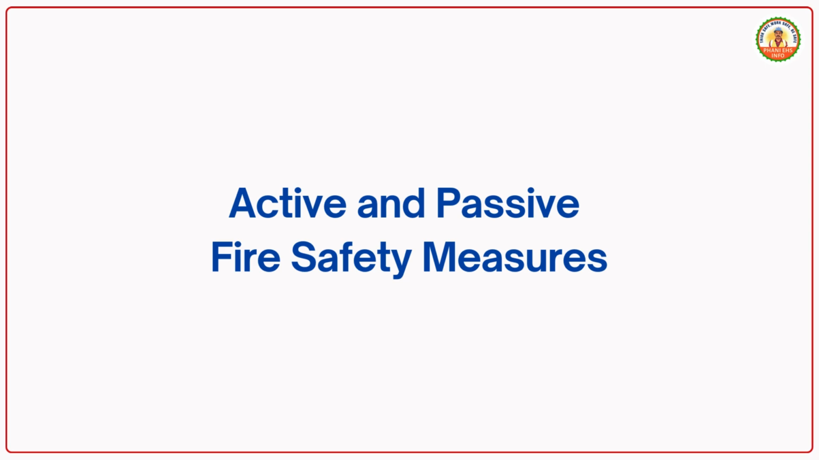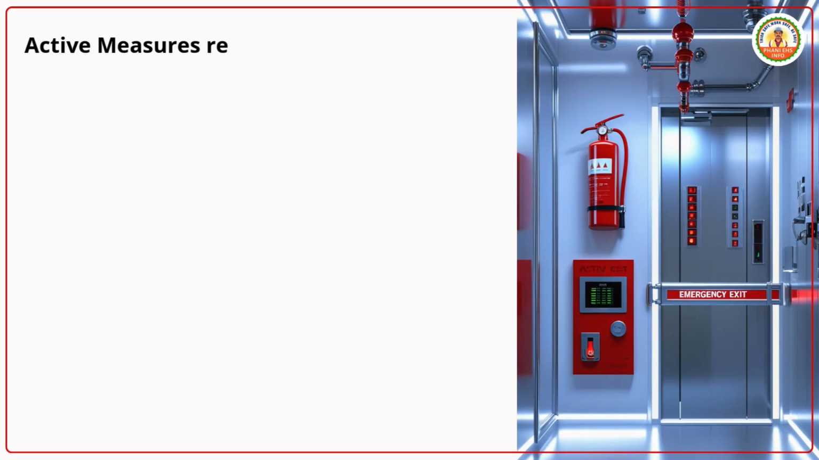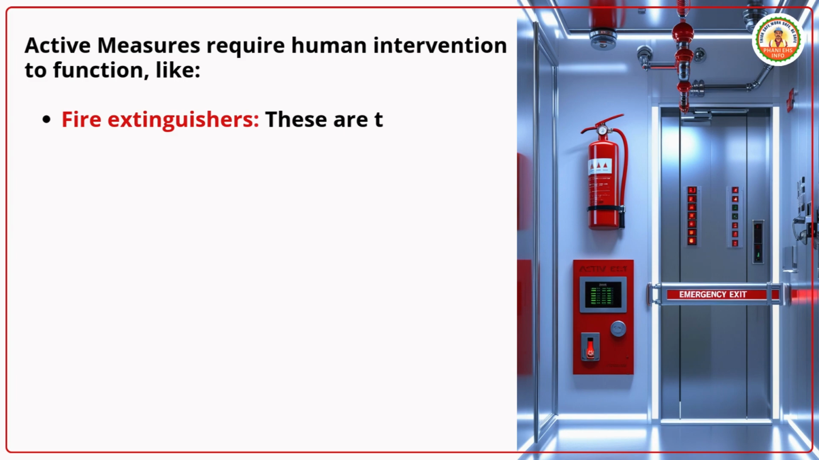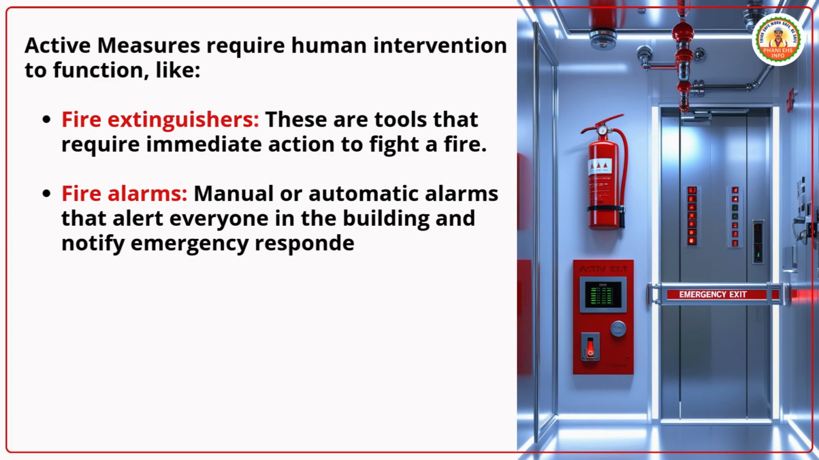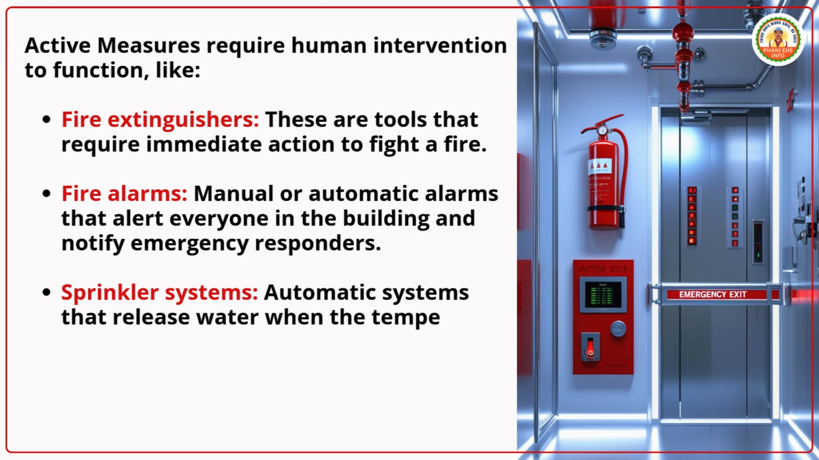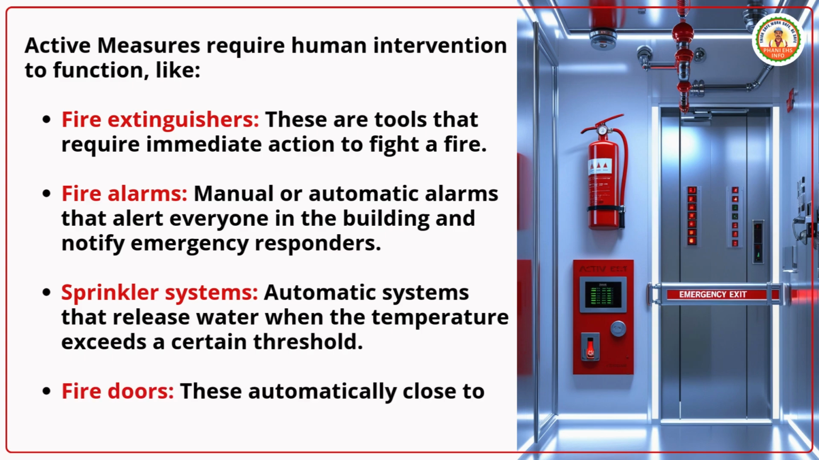Active and passive fire safety measures. Fire safety measures can be categorized into active and passive measures. Active measures require human intervention to function, like fire extinguishers. These are tools that require immediate action to fight a fire. Fire alarms, manual or automatic alarms that alert everyone in the building and notify emergency responders. Sprinkler systems, automatic systems that release water when the temperature exceeds a certain threshold. Fire doors, these automatically close to prevent fire from spreading.